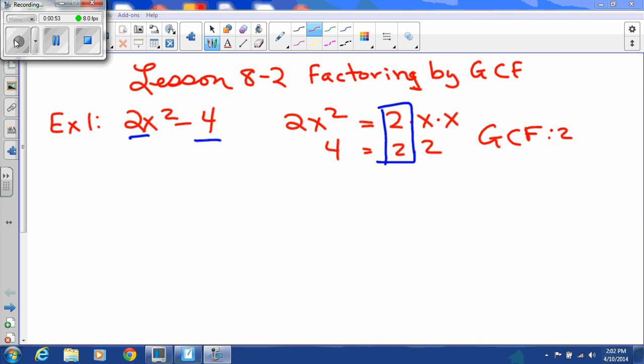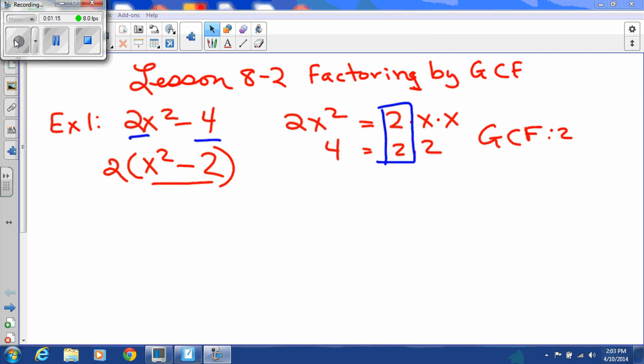We're going to pull that common factor out of each term by dividing each term by 2. 2x squared divided by 2, you're going to pull the 2 out front, is equal to x squared. Minus, we're preserving the minus sign, 4 divided by 2 is 2. We know that this polynomial is completely factored because x squared minus 2 has no factors in common. Example 2.